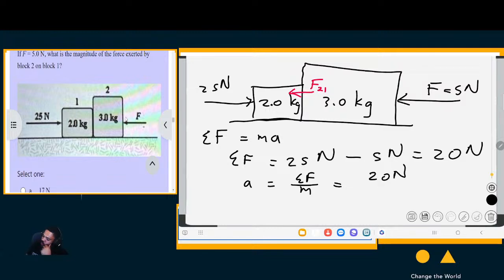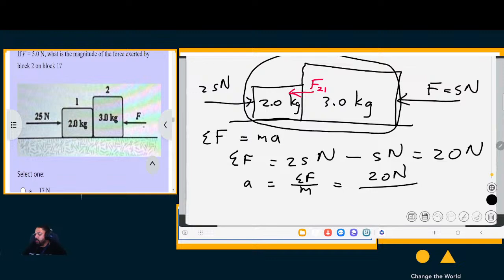The sum of the forces is 20 newtons, and the mass that is given is... Can someone tell me what would be the mass of this whole system? Because we are now looking at the whole system, the forces outside of this system. So we're looking at those two as one system. So what would be the mass?